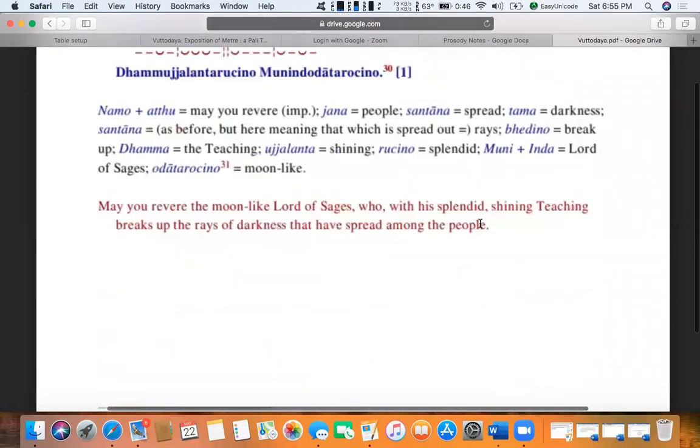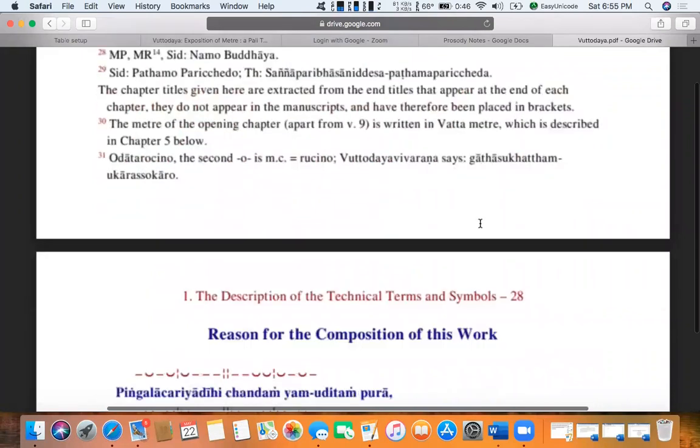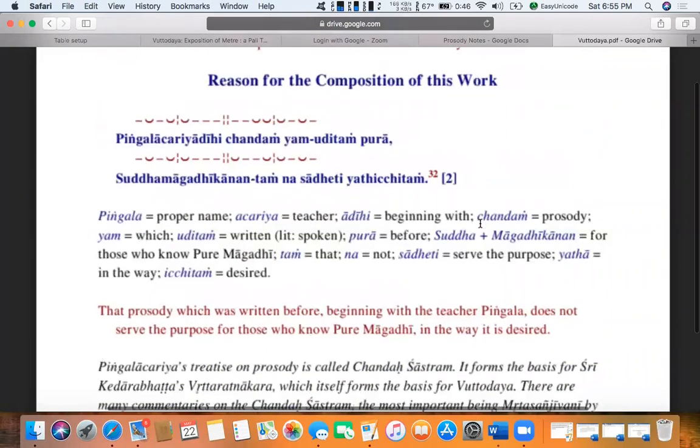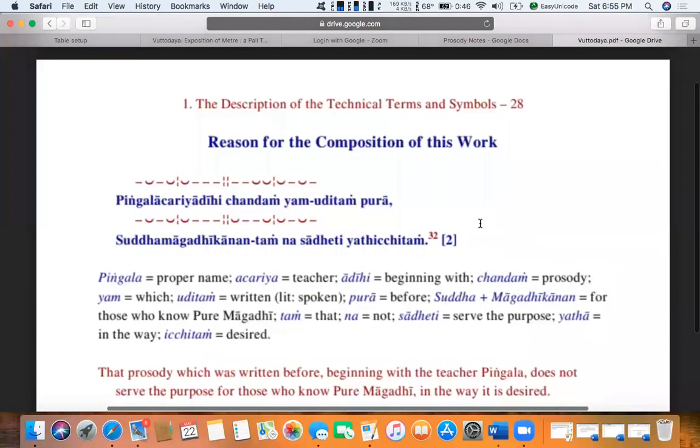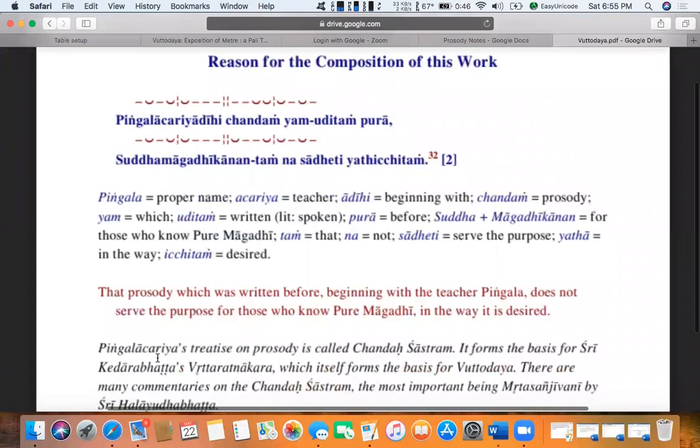So let's go to the second gatha, second verse. It's the reason for the composition of this work, the reason for the composition of Vuttodaya. Pingala charya dihi chandang yamuditang pura suddha magatika nang tang na sadheti yatichitang. Here we can read the rough meaning in red color: that prosody which was written before, beginning with the teacher Pingala, does not serve the purpose for those who know pure Magadhi in the way it is desired.